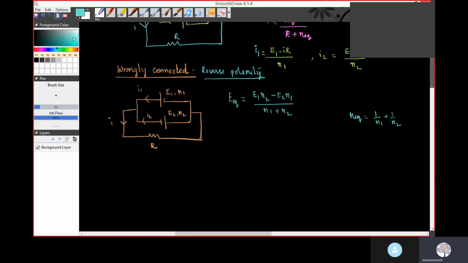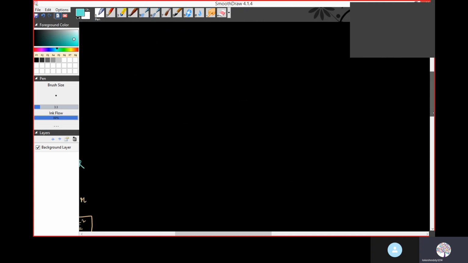Then we have mixed grouping of cells. Now here I will write mixed grouping of cells. Here we connect them both in series as well as parallel. Now let's take a circuit.